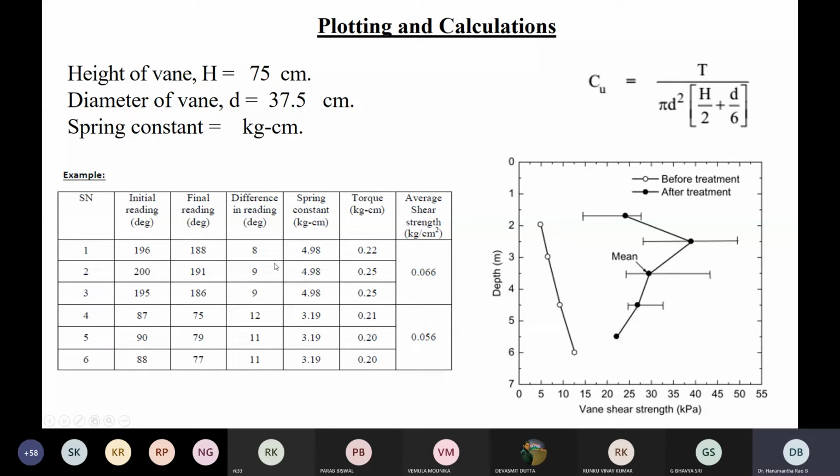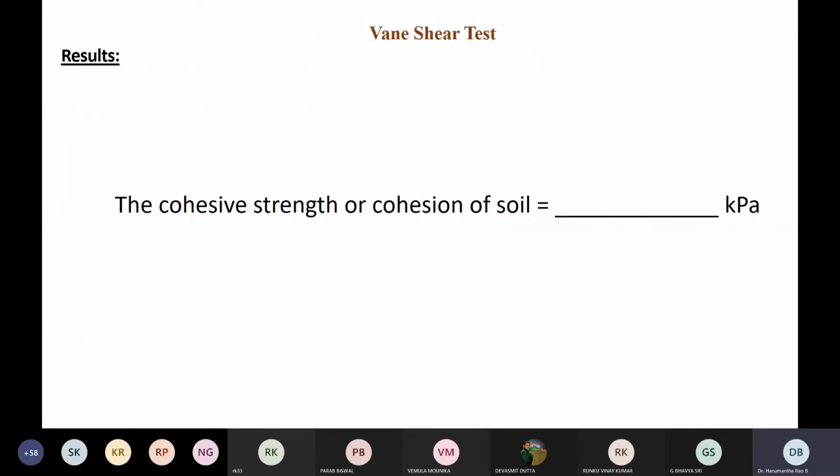Now the same test as I explained can also be conducted in the field. So when you conduct the Vane shear, this is the kind of profile that normally you will get. The Vane shear strength, or the shear strength of the soil, is measured as a function of depth at different depths. Say 1.7 meter, then 2.5 meter, then 3.5 meter, 4.5 meter, at different intervals of time, we can measure the Vane shear strength.